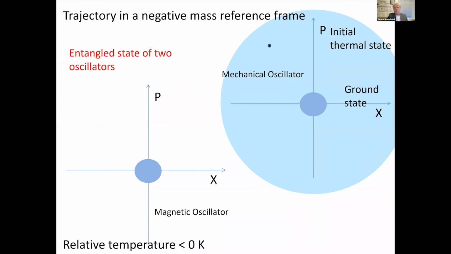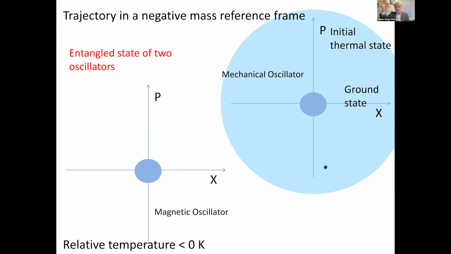So let me give you a qualitative picture of how you can see or visualize this entangled state. This is the phase space for a mechanical oscillator, the P and X phase space. This would be the ground state of the oscillator, and this large uncertainty is its initial state, which can be even thermal. So what happens is the following.